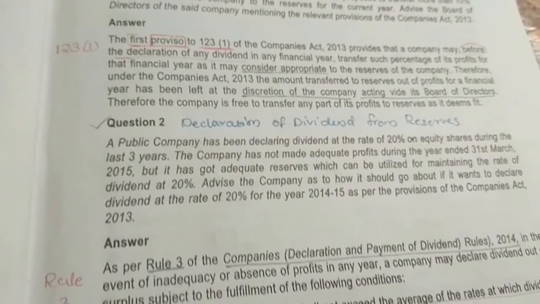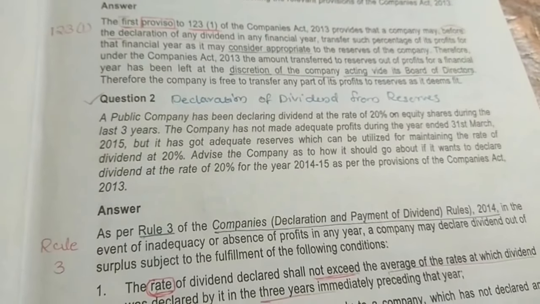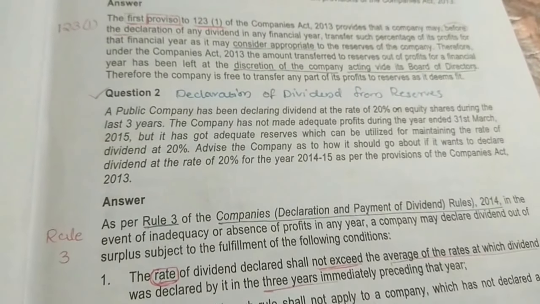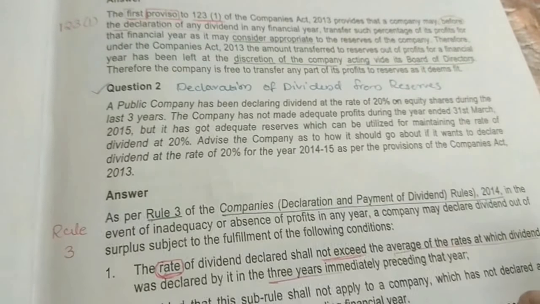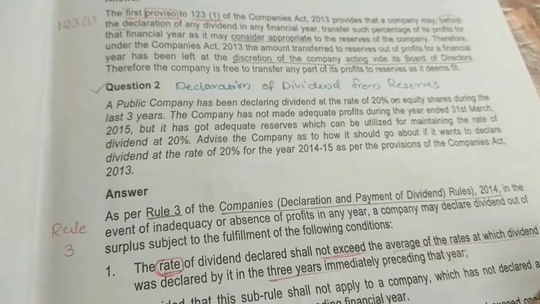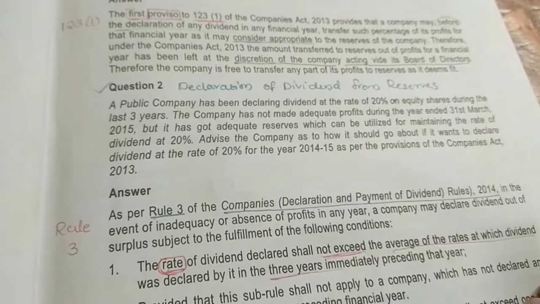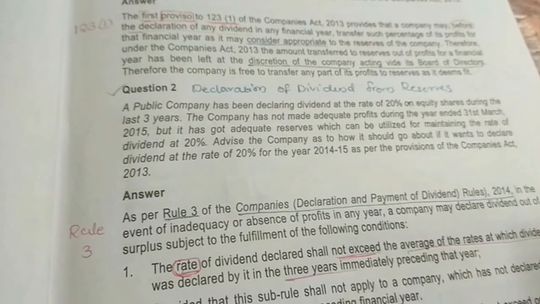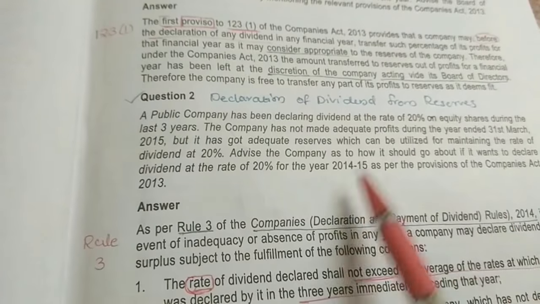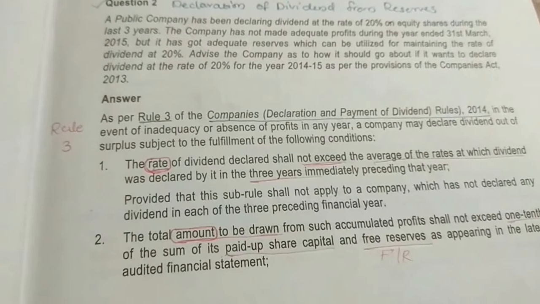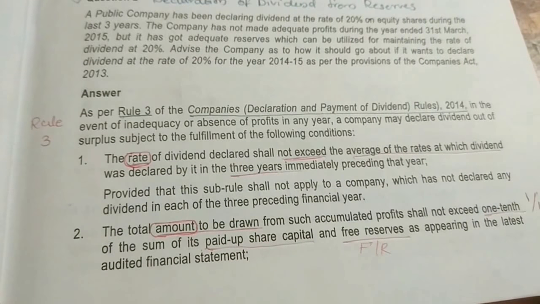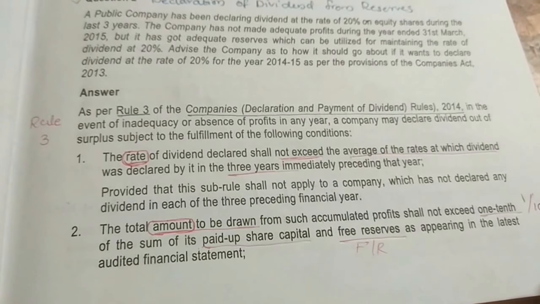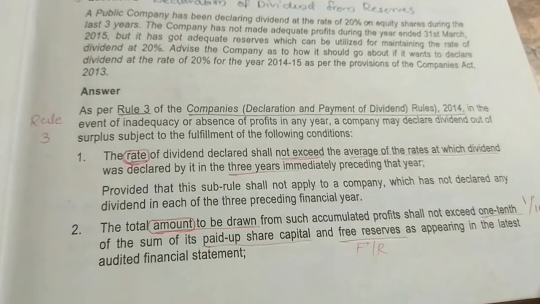And the second question deals with the declaration of dividend from reserves. In this case, the dividend can be declared from three sources: from the current year profits, from the past profits, and from the money received from the government as well. And if we declare dividend from the reserves, we have to comply with Rule 3 of the Companies (Declaration and Payment of Dividend) Rules, 2014. As per this Rule 3, we have to follow four conditions.